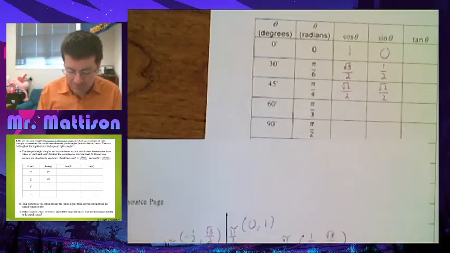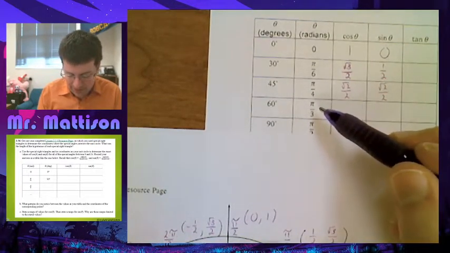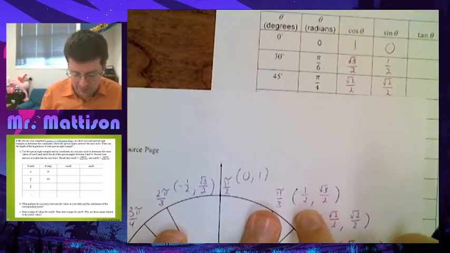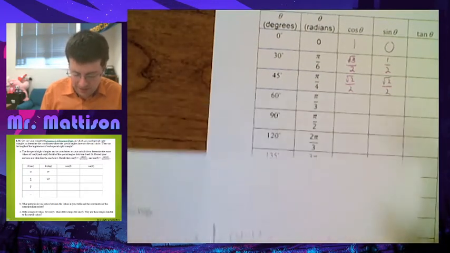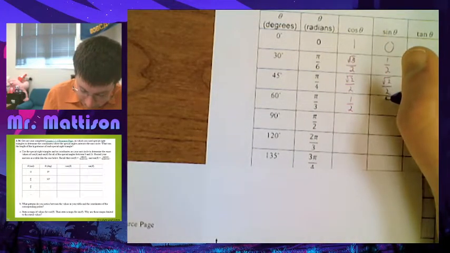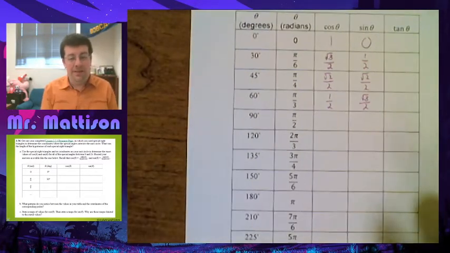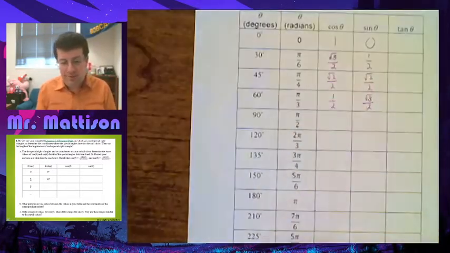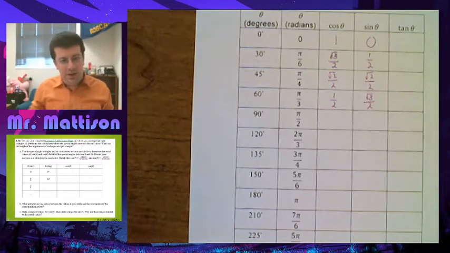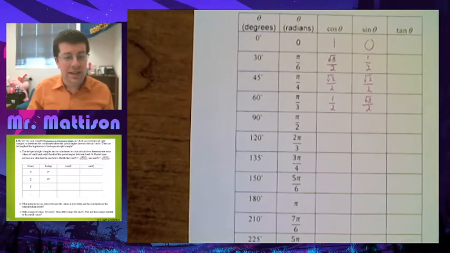Okay, so I can just go through and say, well, at pi over 3, the cosine would be 1/2. The sine would be rad 3 over 2. And then I can go through and fill that out for the entire table. So I'm going to pause and do that, and then you go ahead and do it for yours as well, and then you can come back and check yours against mine.